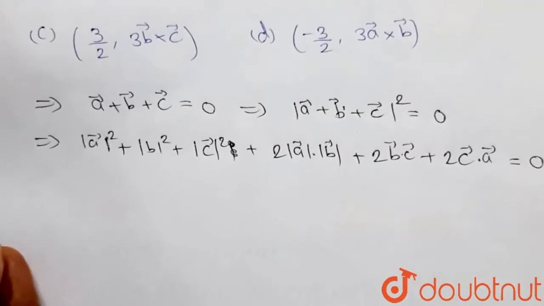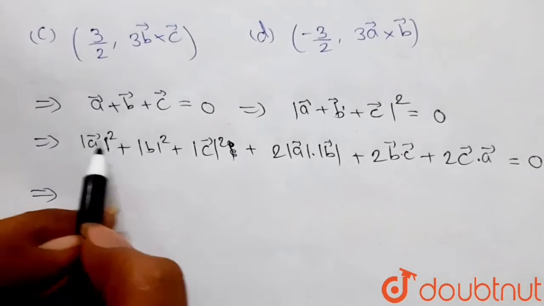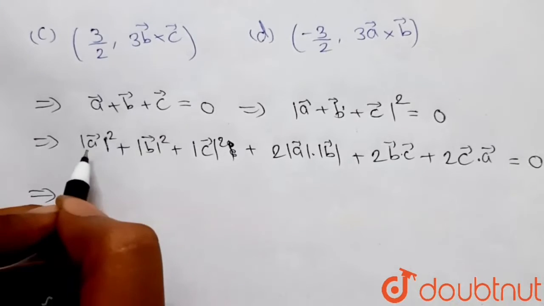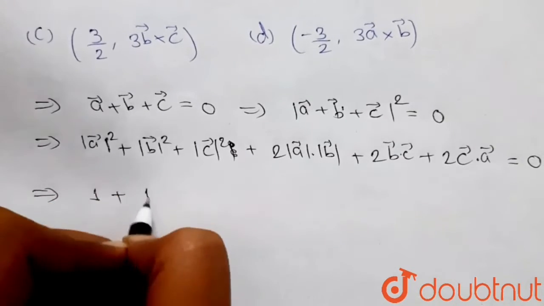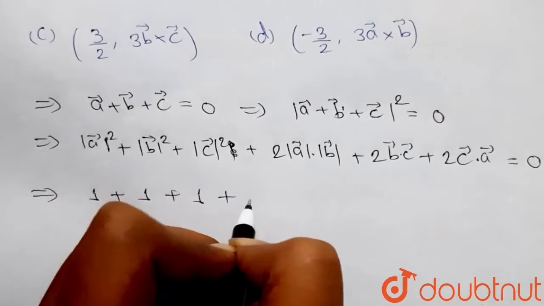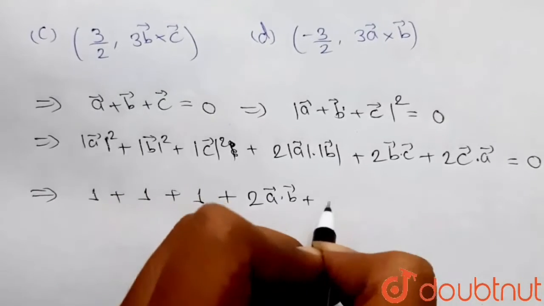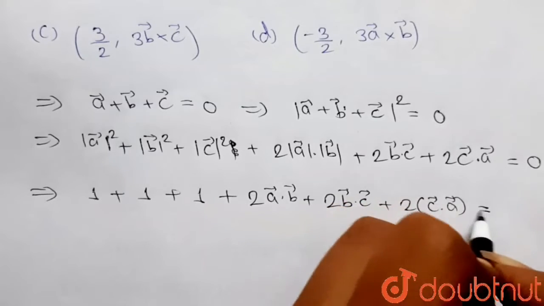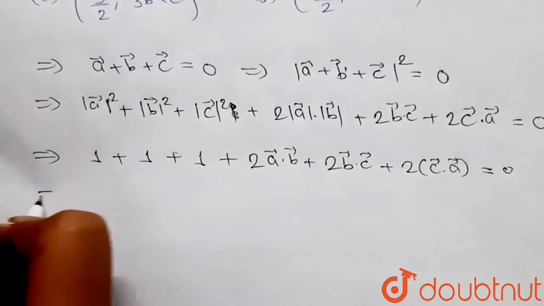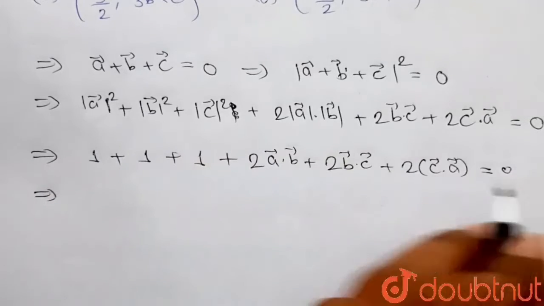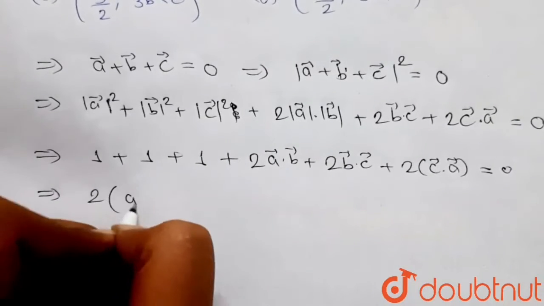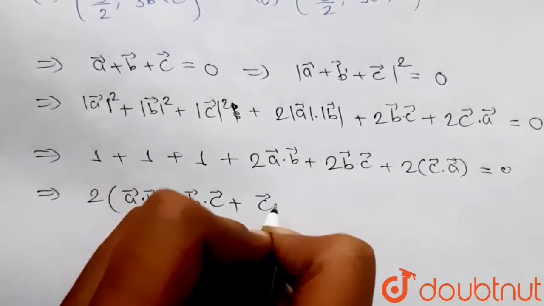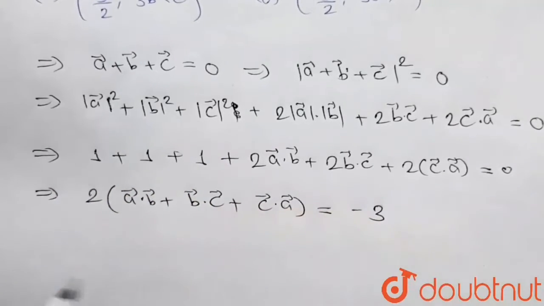Now in the question it is given that these vectors A, B and C are unit vectors, right? So each of these 3 magnitudes will be 1. So this will be 1 plus 1 plus 1, plus 2 times vector A dot vector B plus 2 times vector B dot vector C plus 2 times vector C dot vector A equals 0. Now I am taking these 3 to the RHS. So we finally have 2 times vector A dot vector B plus vector B dot vector C plus vector C dot vector A as minus 3.